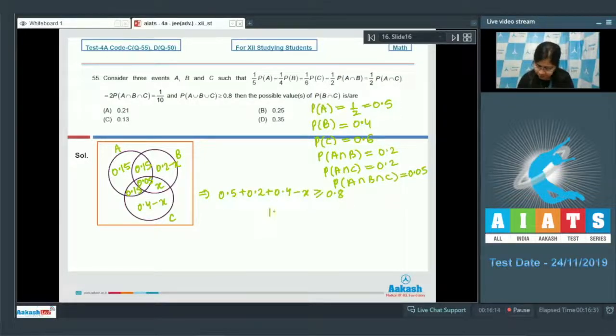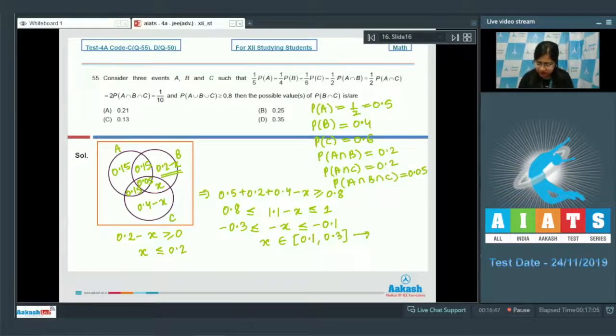Or we can say 1.1 minus x. This is greater than equal to 0.8. Also it is less than equal to 1. So we get from here minus 0.3 is less than equal to minus x is less than equal to minus 0.1. That is x belongs from 0.1 up to 0.3. Also here we have to notice that this value 0.2 minus x is always greater than equal to 0, so x is less than equal to 0.2. So from this and this we can see that x will belong from 0.1 up to 0.2.